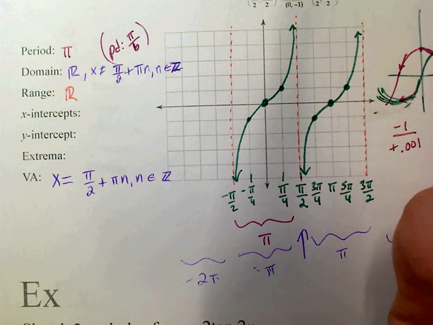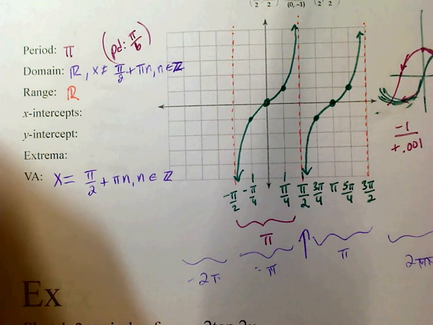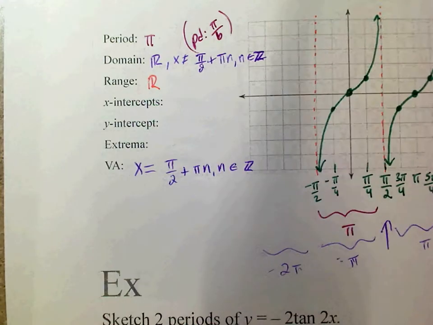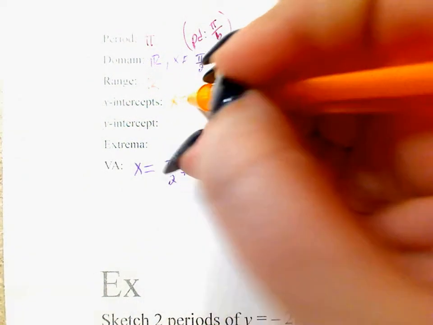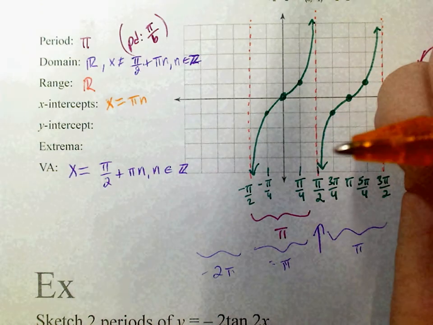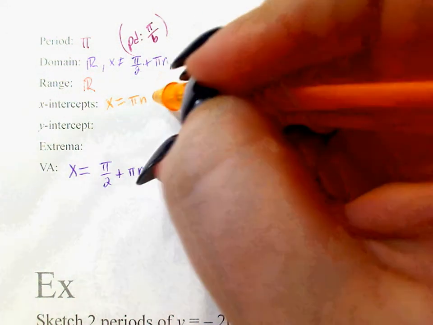X-intercepts. You and your neighbor talk about x-intercepts for a second. Where do you think they occur? So what are you going to write? X equals... What do y'all think? Pi n? Every pi: it happens at 0, it happens at pi, it's going to happen at 2 pi, where n is an integer. I don't know why I keep drawing it like that.